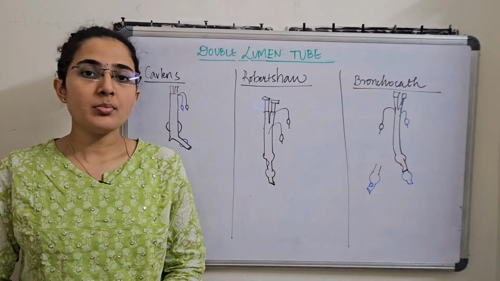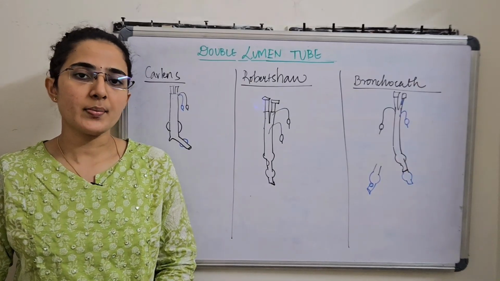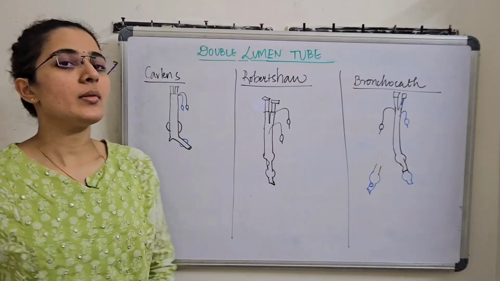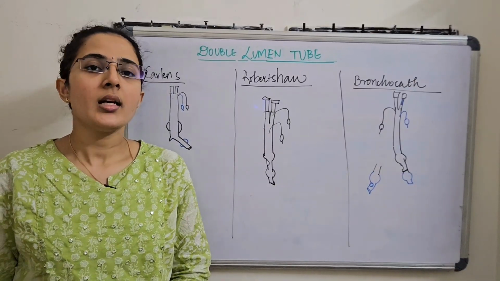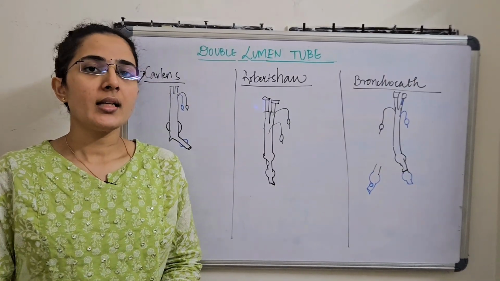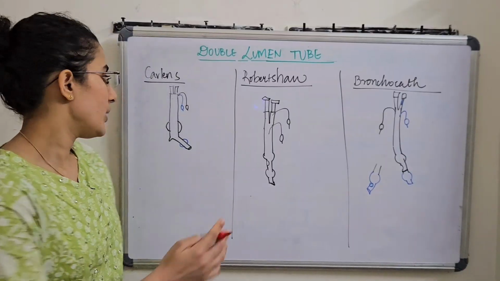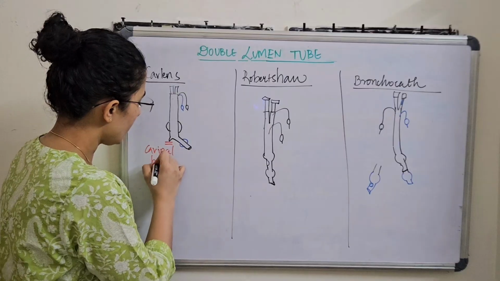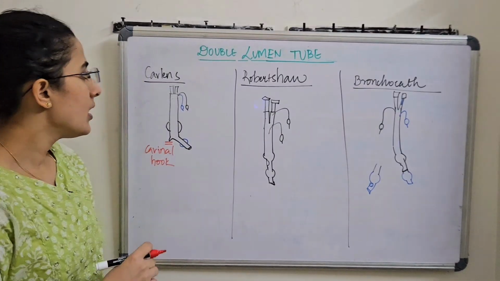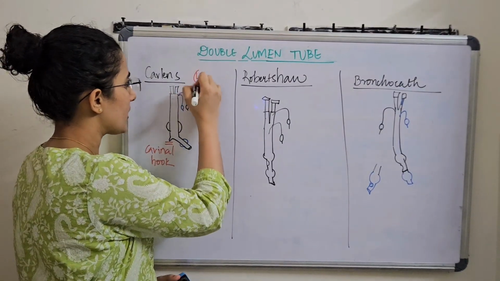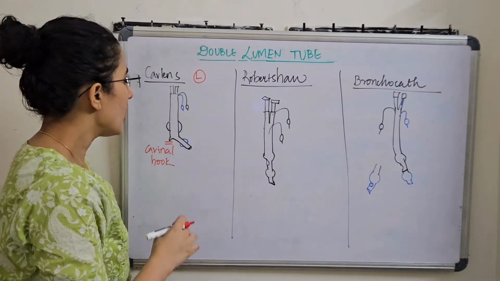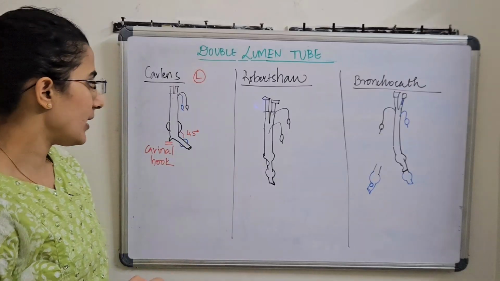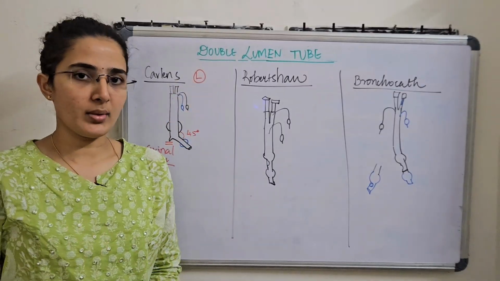So next we'll be seeing the brief features of the various types of the double lumen tube, starting with the classic Carlen's double lumen tube. This was one of the first tubes that was used. It was made up of red rubber, and the classical feature of a Carlen's double lumen tube is the presence of a carinal hook. Okay, so this double lumen tube was basically a left-sided double lumen tube, as you can see. The left bronchial lumen forms an angle of about 45 degrees with the main stem of the double lumen tube.